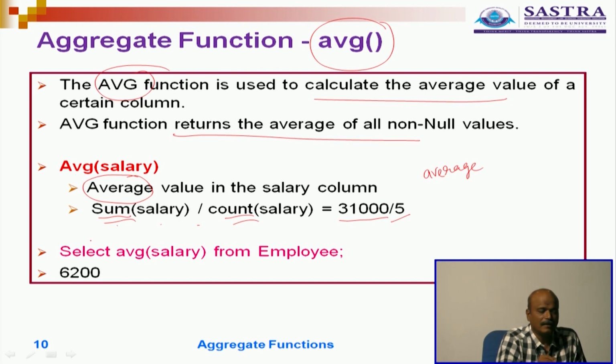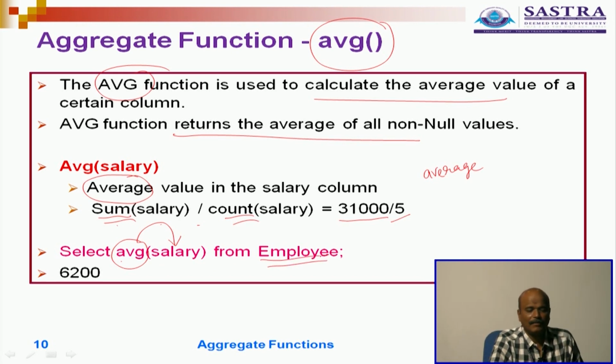Select AVG. What function am I going to use? I am going to use the function called AVG, and apply it on the field called salary. So select AVG of salary from employee, from the table called employee. What is the output? The output is 6,200, which is 31,000 divided by 5. So the output given by the system is 6,200.